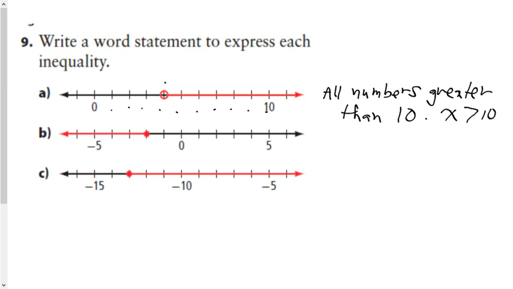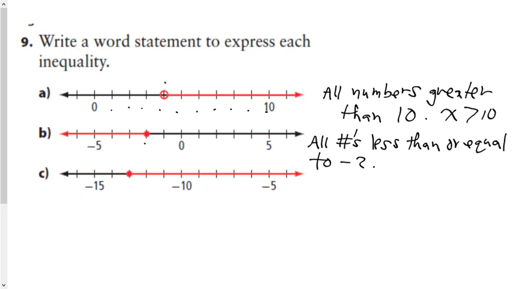Since it's a closed boundary point, it includes it. So we're going to say all numbers less than or equal to, we don't judge, all numbers less than or equal to -2 is the algebraic way of representing them.